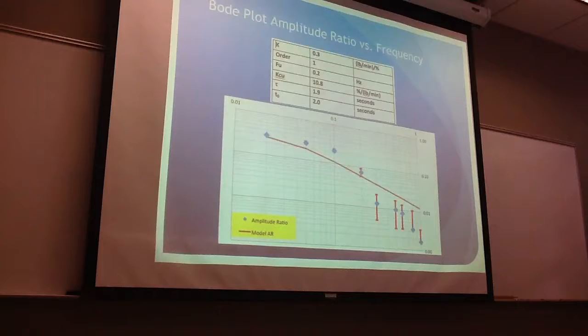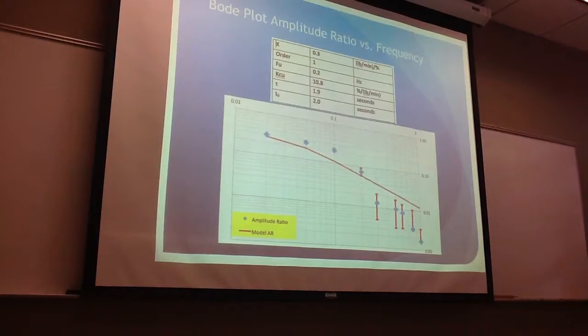This is the Bode plot that we got from our amplitude ratio and the phase angle. This was the amplitude ratio. The next slide will be the phase angle. For this one, our gain was 0.3. All of them were first order. Kp 2.2, Kc 10.8, tau 1.9, and theta 2.